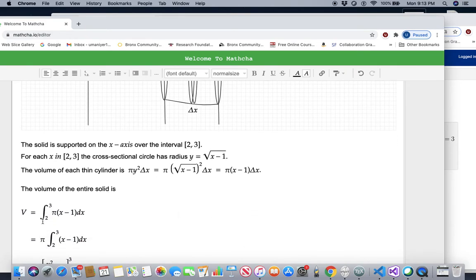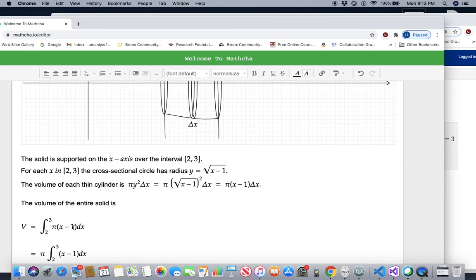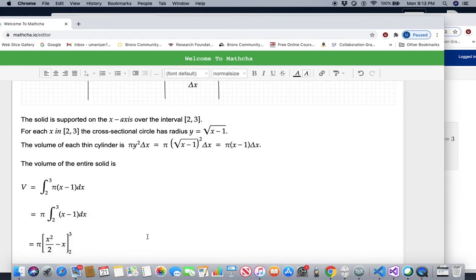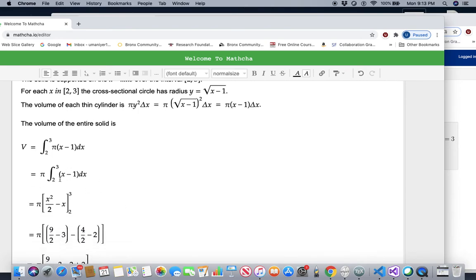You are taking integral 2 to 3 of the cross-sectional area times dx, with respect to x. Pi is a constant, so we place it outside: integral 2 to 3 of (x minus 1) dx. When I take the integral of x, I get x squared over 2. The integral of 1 gives me x. I need to evaluate these at the limits 3 and 2 and find their difference.